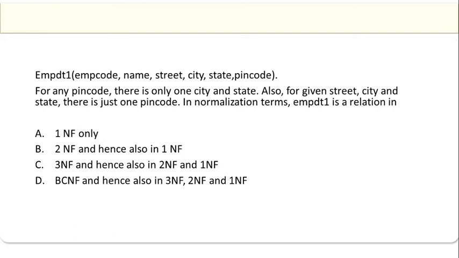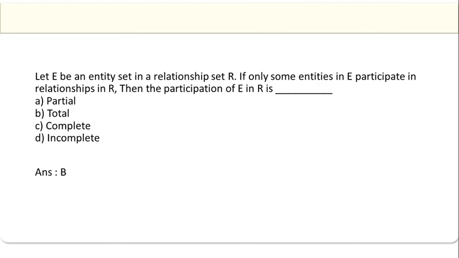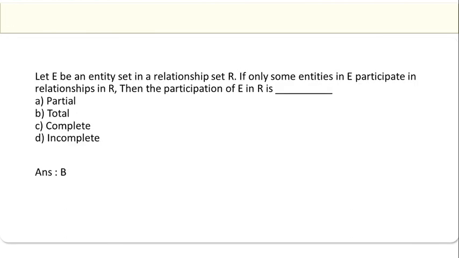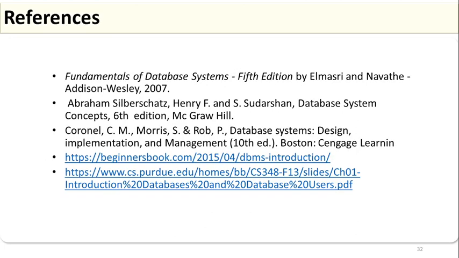For example, 1NF, 2NF, 3NF, and BCNF; hence the relations are in 3NF and BCNF. This is that the functional dependencies are going to be preserved in this one.